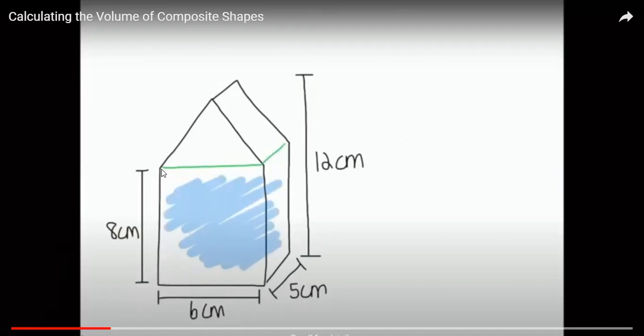Very good. Let's move to the triangle. Where is the base of the triangular prism? It's on top, right? So the base equals how many? This distance is 6 centimeters. Very good. And what about the height?